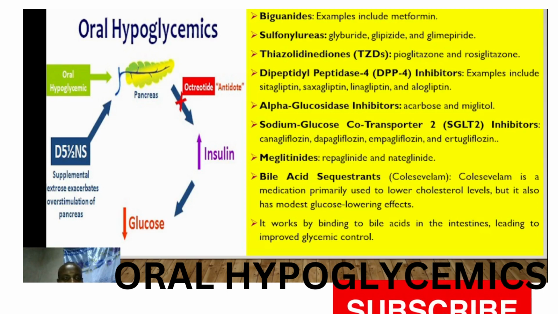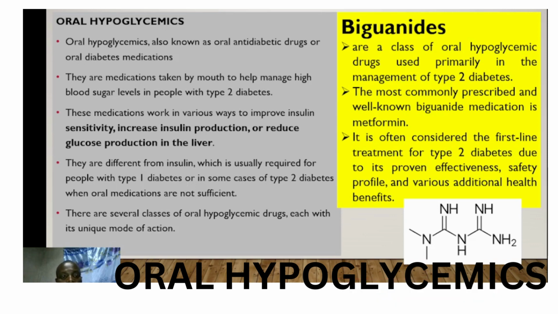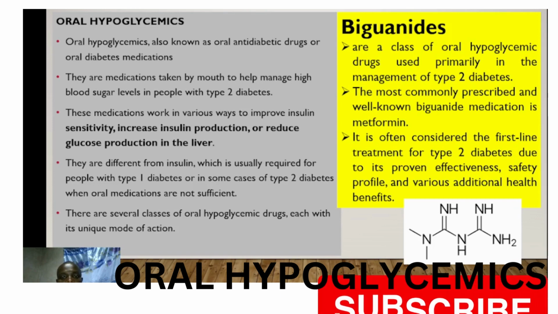So guys, let's delve into some of them. We have to understand we have those 8 basic classes. Number 1, we have the biguanides. Remember, oral hypoglycemics are also known as oral anti-diabetic drugs or oral diabetic medications. They are taken orally so that they can help us manage high blood glucose levels in patients of majorly type 2 diabetes. The mechanism of action involves increasing insulin sensitivity, increasing insulin production, and reducing glucose production by the liver, gluconeogenesis. We have already mentioned examples, and the first one is biguanides.